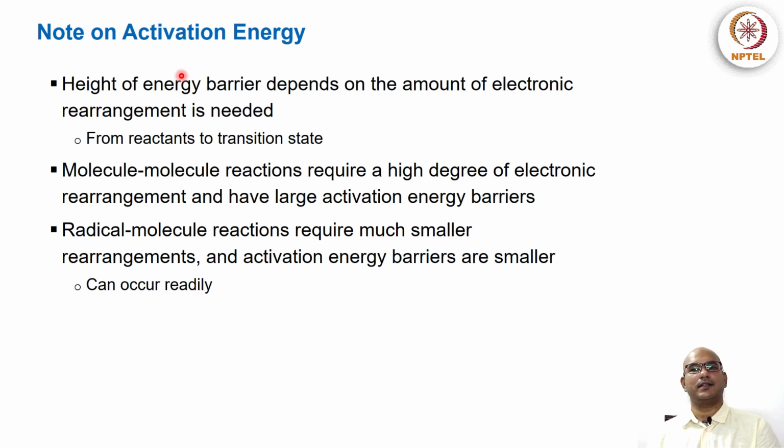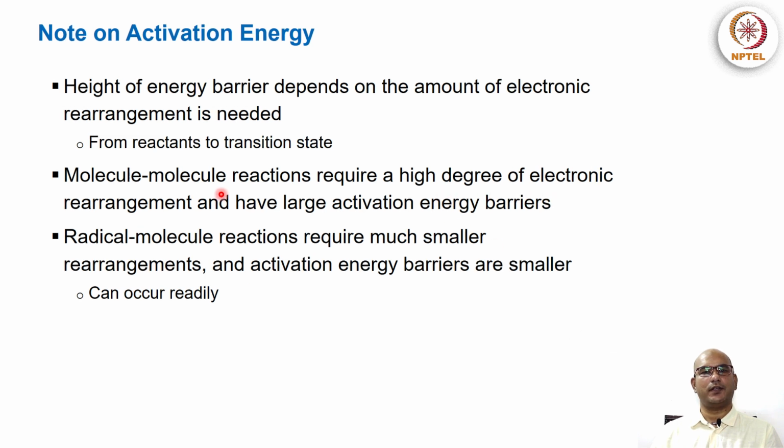So basically the height of the energy barrier depends on the amount of electronic rearrangement that is needed, from reactants to our higher transient state. In general, molecule-molecule reactions require a high degree of electronic rearrangement and have large activation energy barriers, because molecules are colliding, so more rearrangement is required, and you need more energy to make all these rearrangements.